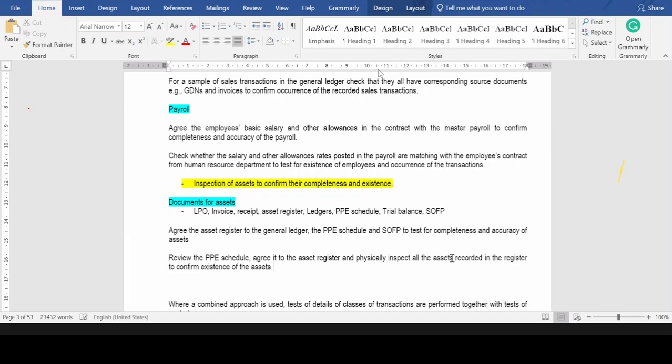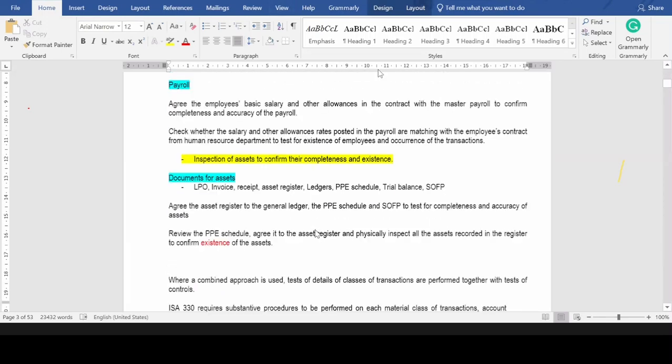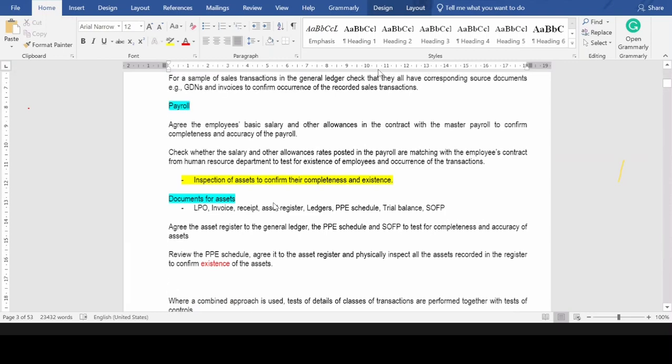You first review the PPE schedule and see those assets, are they in the register? You're moving backwards. If they're in the register, do they now exist physically? You get it. So there you'll be moving backwards and you'll be testing for existence of those assets. Assets recorded in the documents, do they exist? So those are inspections. We shall look at more of these as we go on.